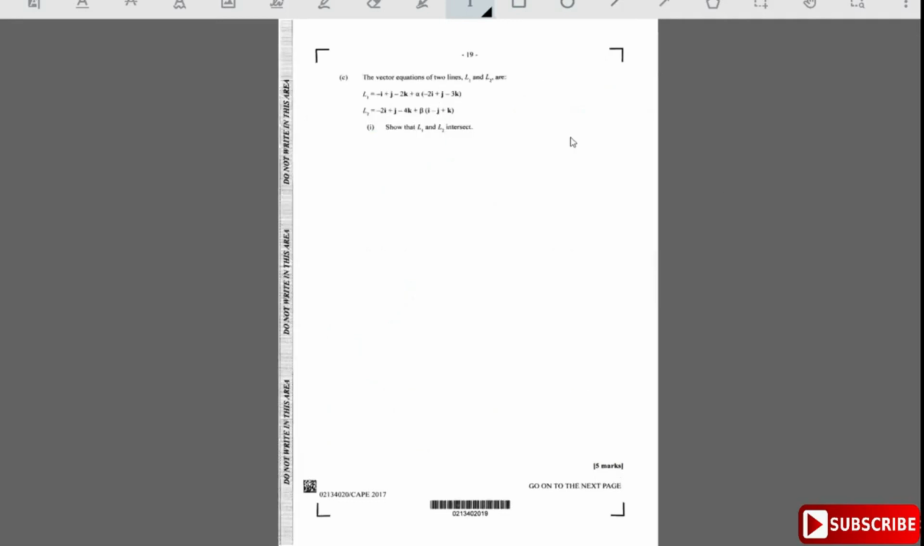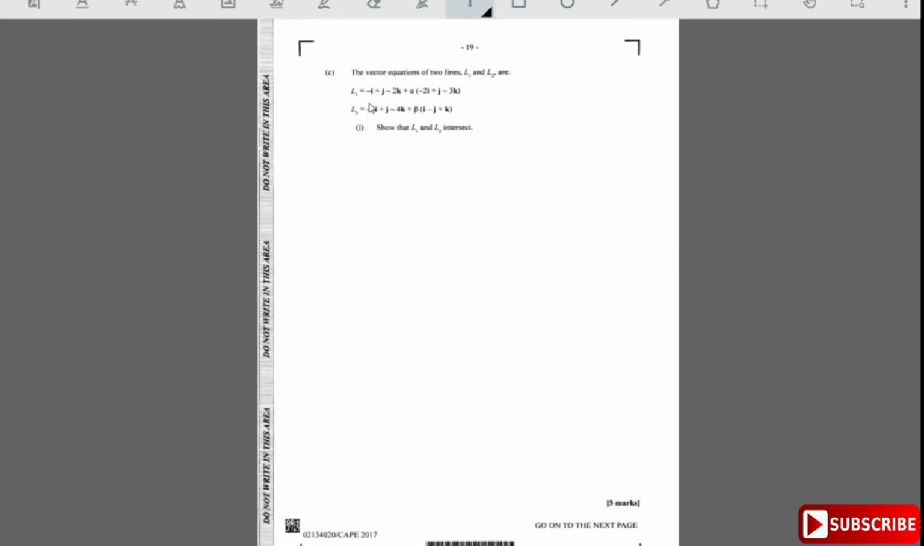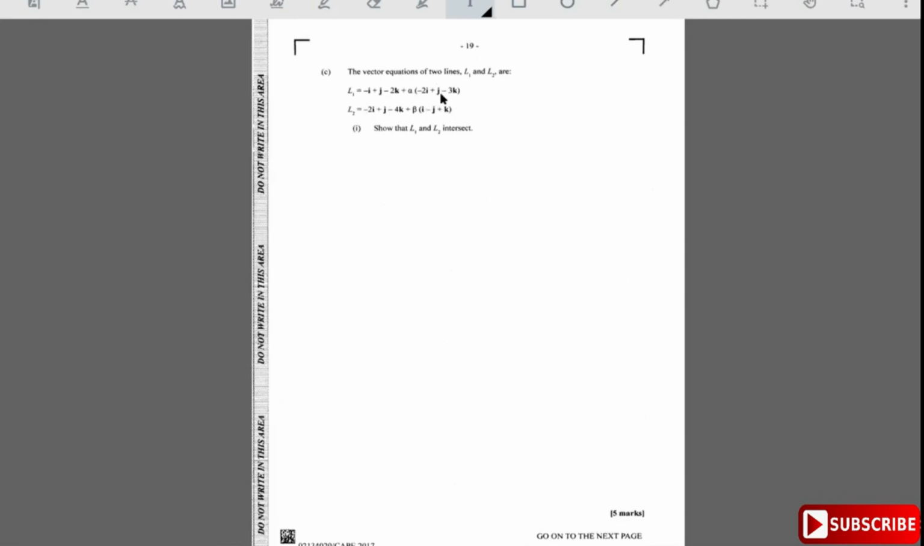So now, next line, it says the vector equations of lines L1 and L2 are given by: L1 is minus i plus j minus 2k plus alpha times minus 2i plus j minus 3k. And then they give us the vector equation for L2. Show that L1 and L2 intersect. If L1 and L2 intersect, then L1 equals L2.